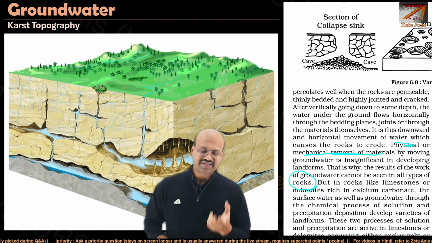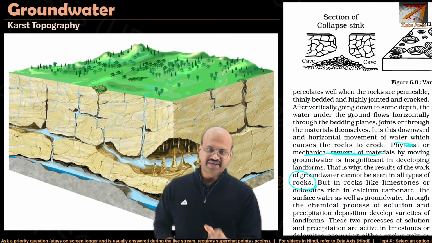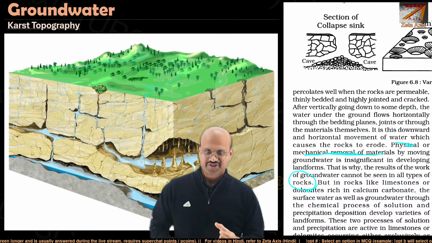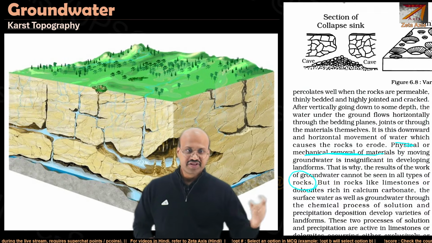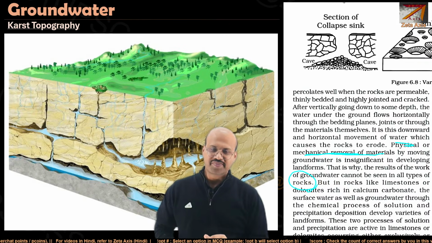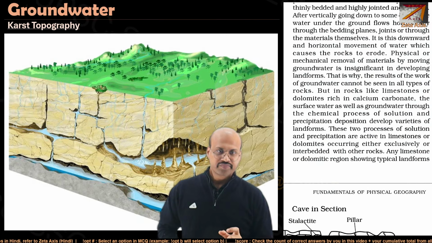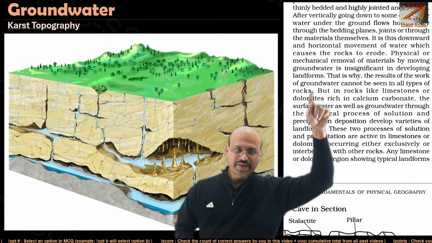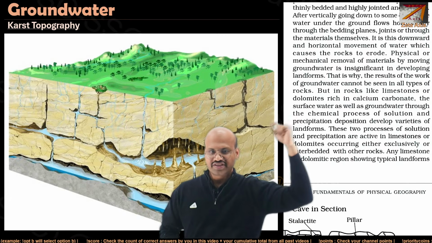So if the rock has certain elements which react with water and get dissolved, like certain salts, it is by this process that groundwater creates landforms. So remember, there is no physical or mechanical removal of materials, only chemical, that is only by the process of solution and precipitation. So that is why the results of groundwater cannot be seen in all types of rocks. Only the rocks which have certain salts which dissolve in water, there you will see the effect of groundwater.